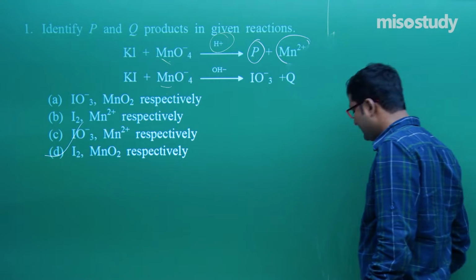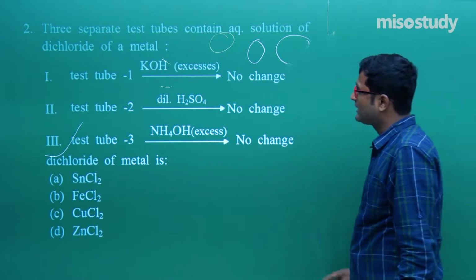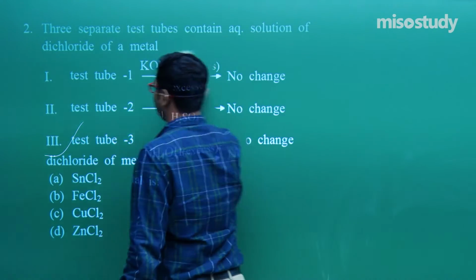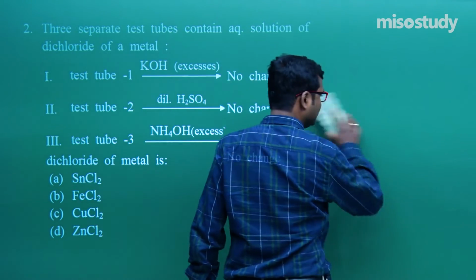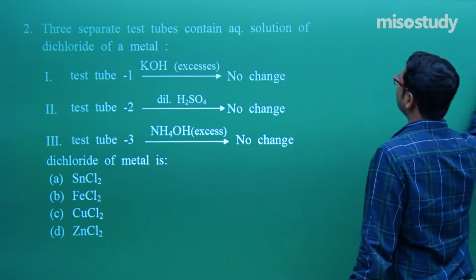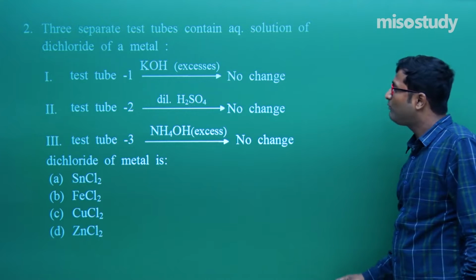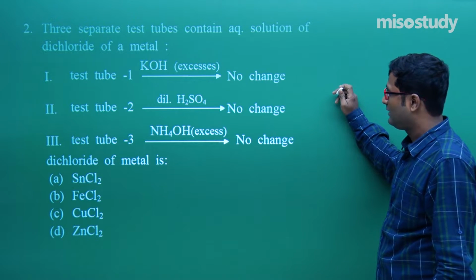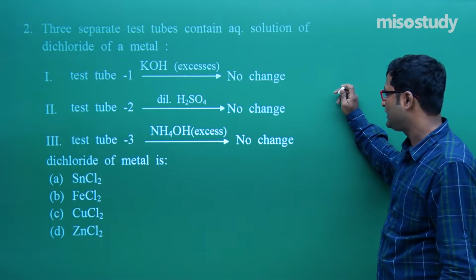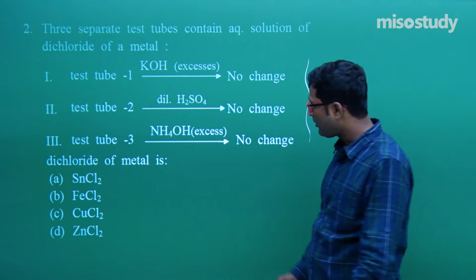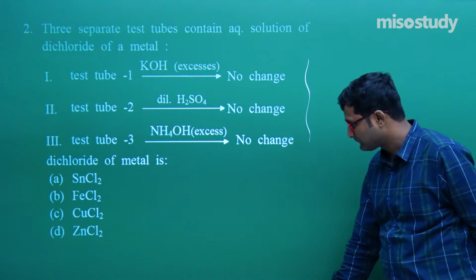Now let's move to the next question. Now check it out. The next question is: test tube 1, KOH excess, no change; dilute H2SO4, no change; NH4OH, no change; and among the options, which option?